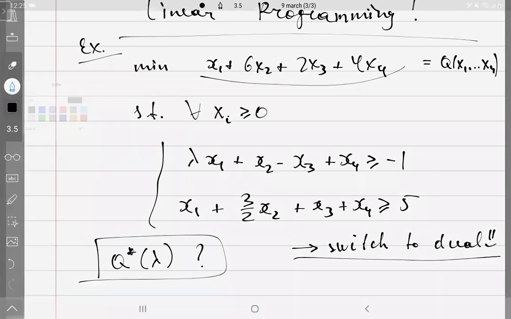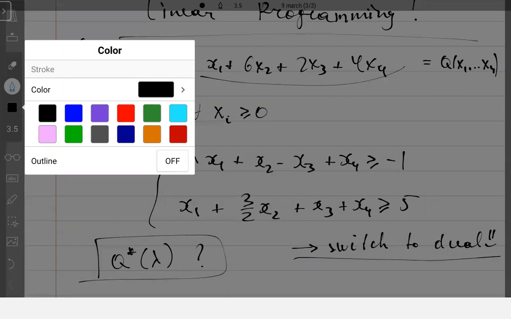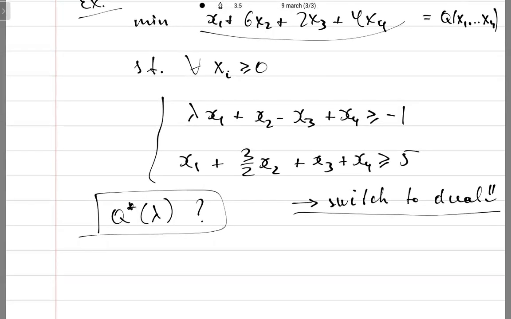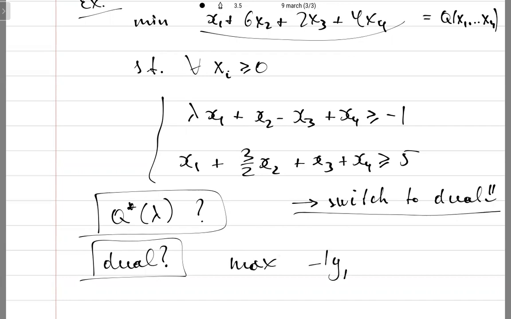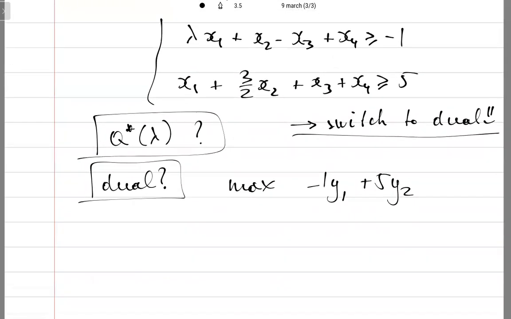So the first step will be, you are completely right. How do we switch to dual? Who can state the dual problem? Minus y1. We maximize minus y1 plus 5 y2.